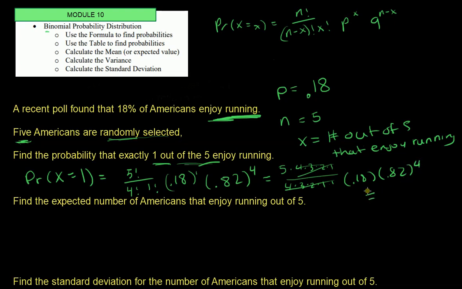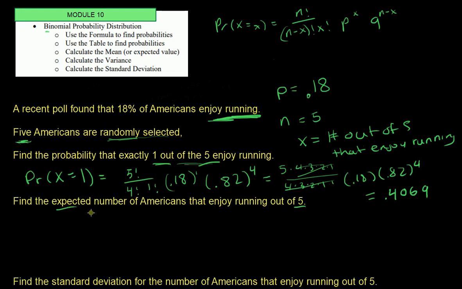So let's go and type that into a calculator. 5 times 0.18 times 0.82 to the 4th power. You should go ahead and round to 4 decimal places. 0.4069. Right. So find the expected number of Americans that enjoy running out of 5. So if you have random samples of 5, how many would you expect that enjoy running?